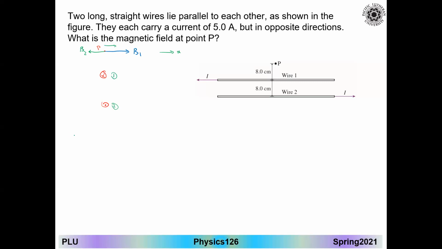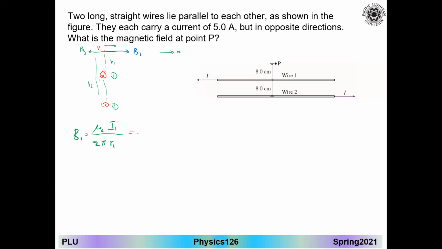So let's find the magnitude. Since we found the direction, let's find the magnitude for both wires. Here is B1. We need a formula. Here is mu times I, over 2 pi R. Let's call it R1 and I1, just to indicate which one we're talking about. Here is the I1. And if you want to be accurate, here is R1, and this one will be R2.